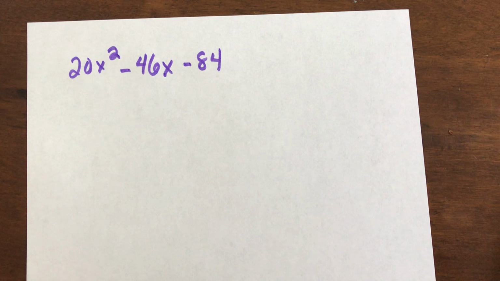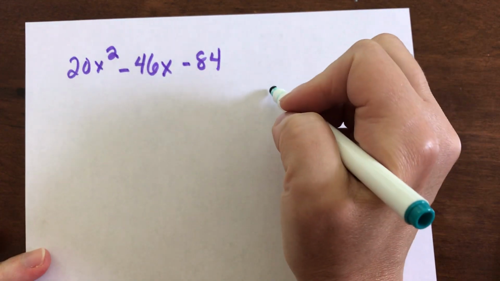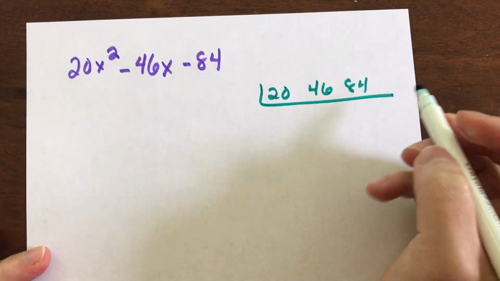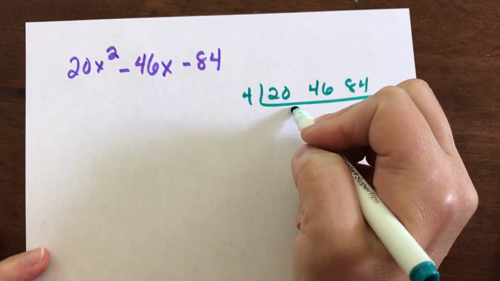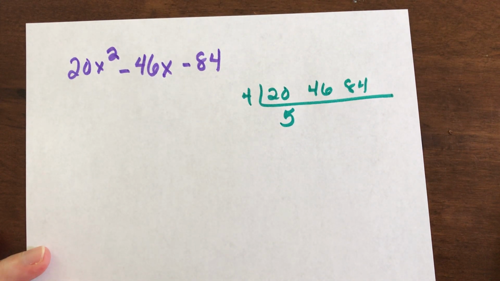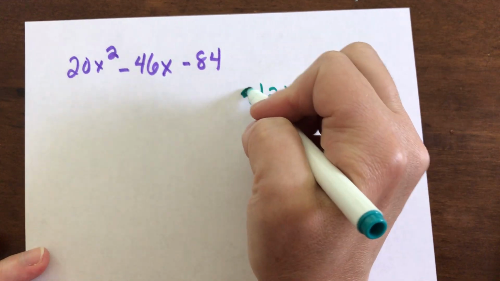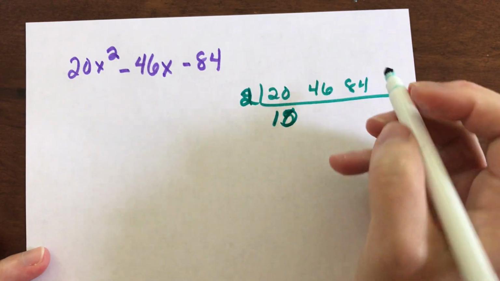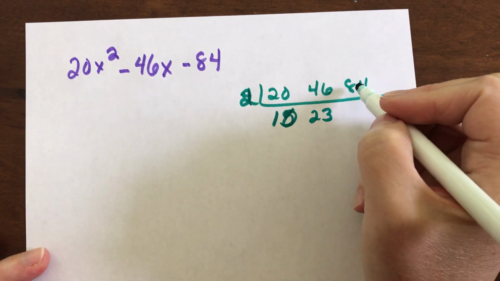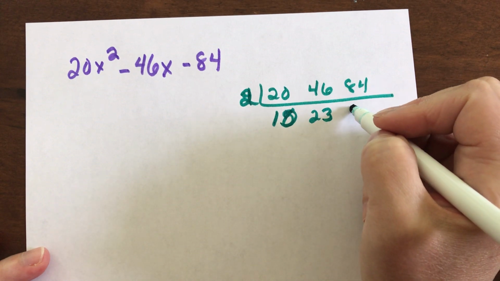And we're back. Okay. I'm going to come over here and I'm going to do 20, 46, and 84. I know 4 goes into everything. 4 goes 25 times. 4 goes, maybe not. 46 divided by 4. Nope, it's not 4. So let's try 2. So that's going to be 10. 46 divided by 2 is going to be 23. And 2 into 84. 2 goes into 8 4 times.